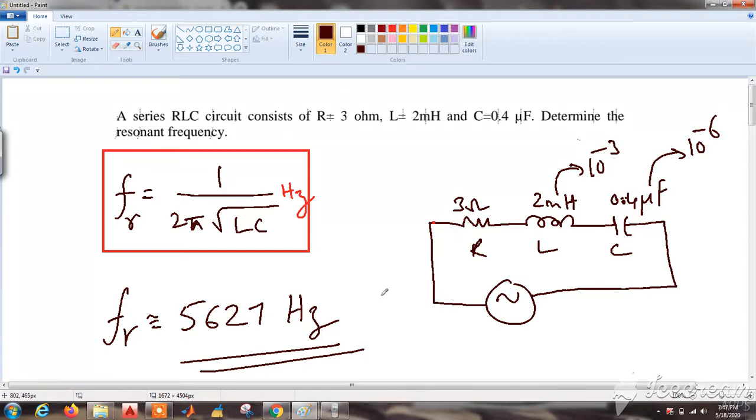So if you remember, this formula applies to a series RLC circuit as well as a parallel RLC circuit. For both, this formula applies the same. So if you knew this formula earlier, it will not even take 10 to 15 seconds to solve this question.